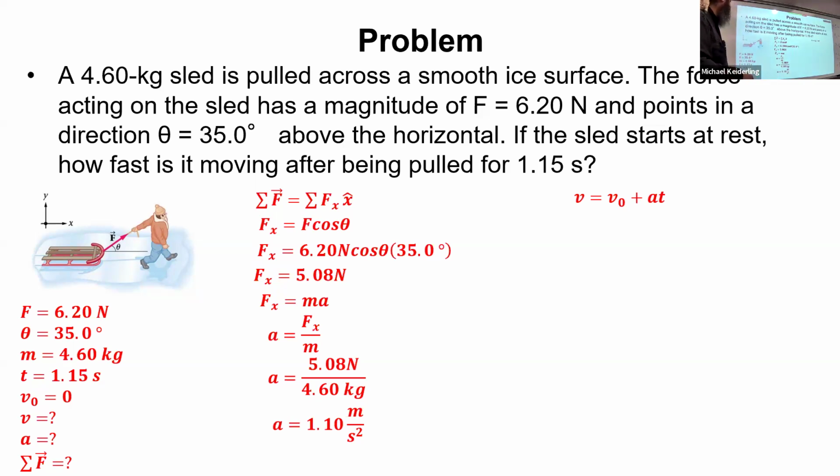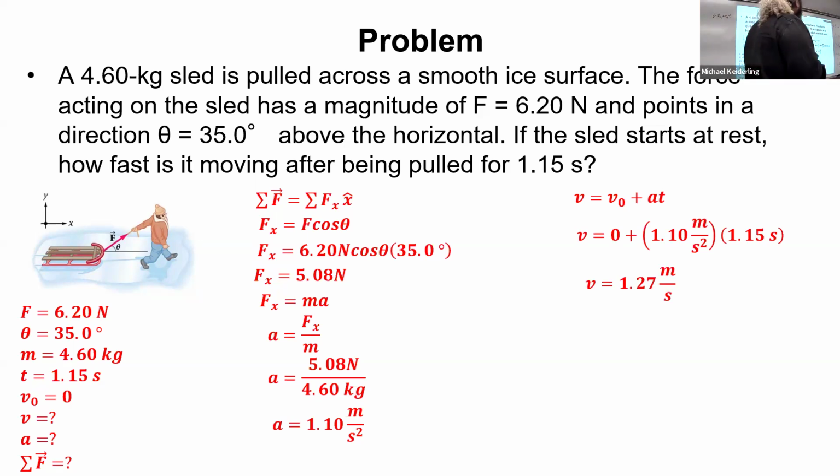Now that we know our acceleration, we know our initial velocity is 0. We know the time is 1.15 seconds. So we can plug that in: final velocity is initial velocity plus acceleration times time. 0 plus 1.1 meters per second squared times 1.15 seconds gives us a final speed of 1.27 meters per second.